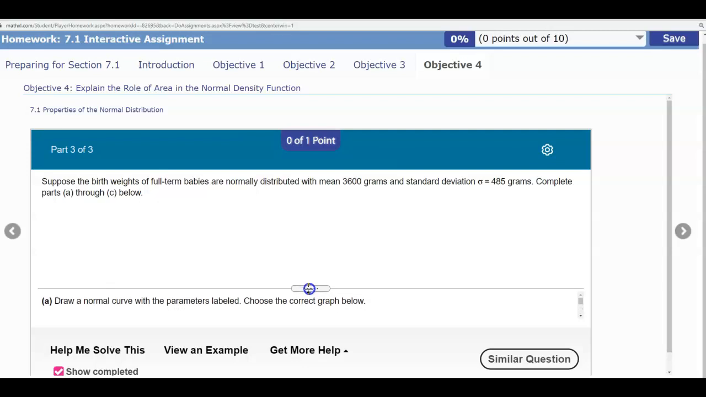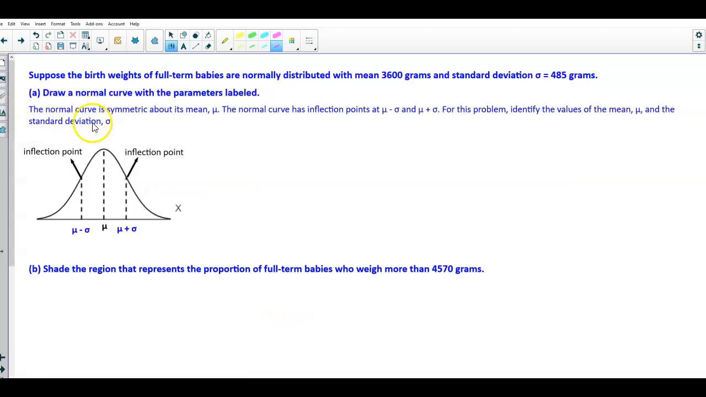So the first thing we want to do is draw a normal curve with the parameters labeled, and then choose the correct graph below. The normal curve is symmetric about its mean. The normal curve has inflection points at the mean minus the standard deviation and the mean plus the standard deviation. So for this problem, we want to identify the values of the mean and the standard deviation. Remember that we have the inflection points at those. There are our inflection points on our graph, and there we have our mean.